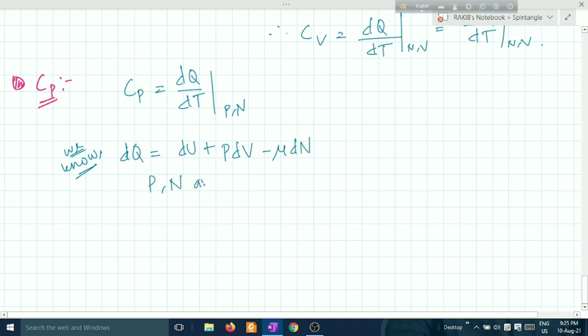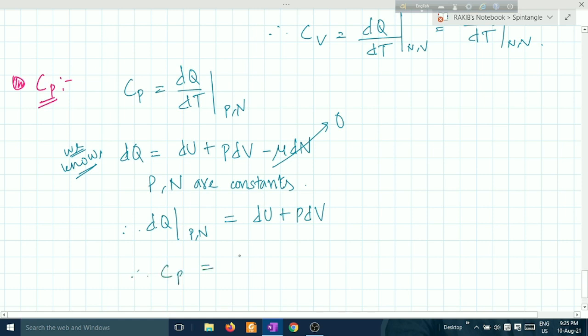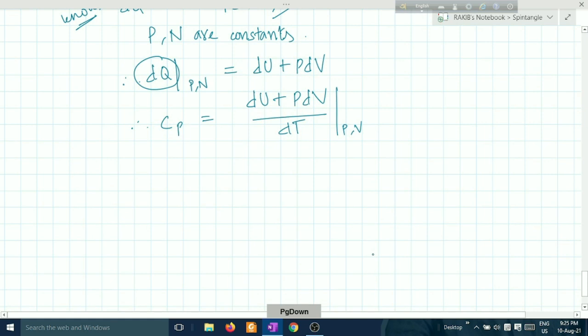P and N are constants. This means what happens here? If N is constant, this term goes out. Therefore, dq at P and N constant becomes dU plus pdV. Therefore, Cp will become, put this dq in this place: dU plus pdV by dT at pressure and number of particles constant. Okay, this is Cp.